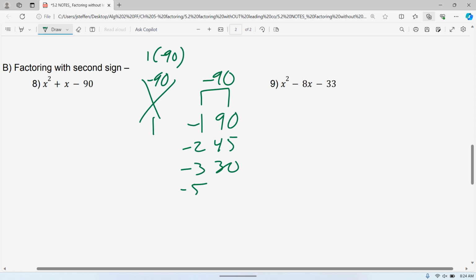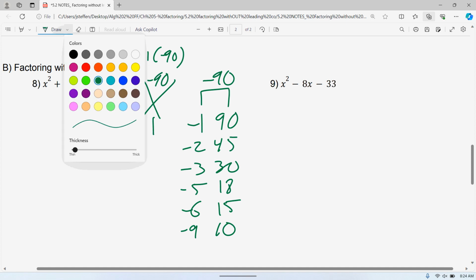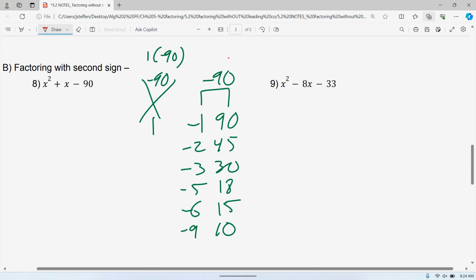5 is 18. It should work, but I'm not sure. 8 doesn't work. 9 does. Negative 9 and 10. So which one of these has to be positive 1? And be aware of your signs. It's a positive 1. That's going to be this negative 9 and 10. So negative 9 and 10.